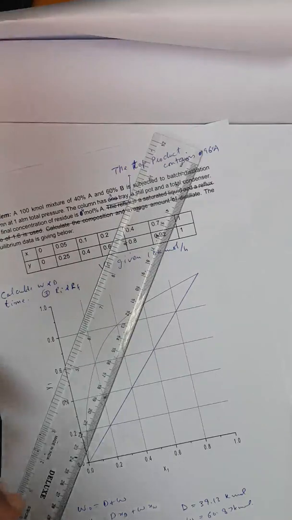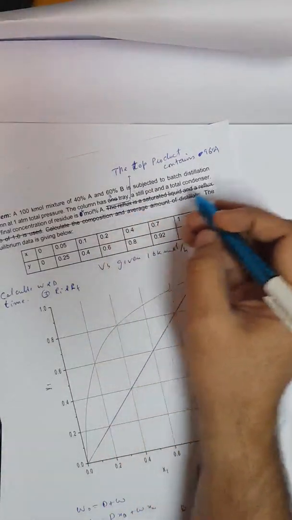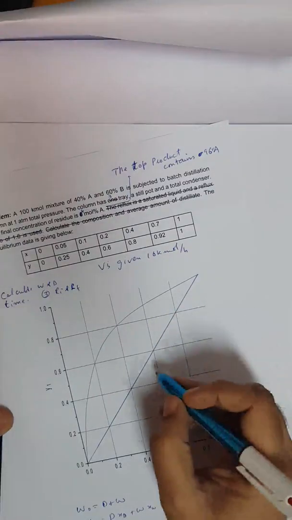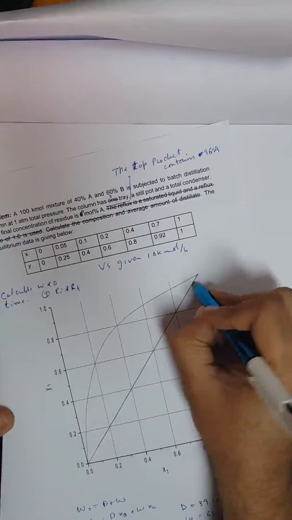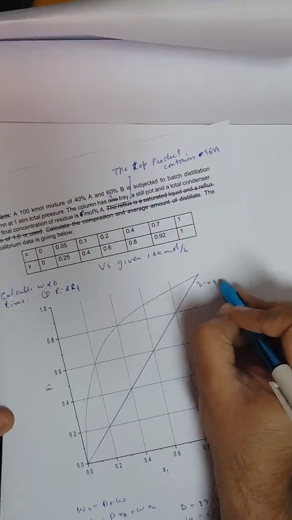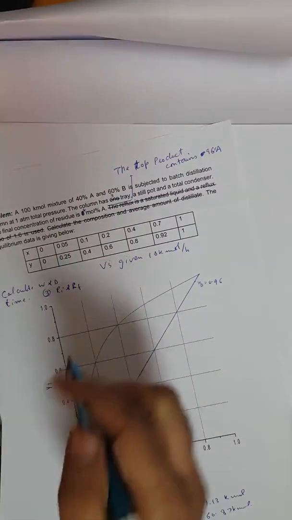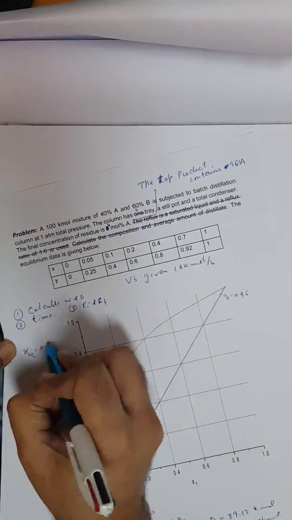I have a multicolored pen over here. Yeah, this one. So our 96% A, and this line is slightly up. Anyway, so 96% A, if it is correct, XD is 0.96. Okay. So what is XW naught? Given 0.4.